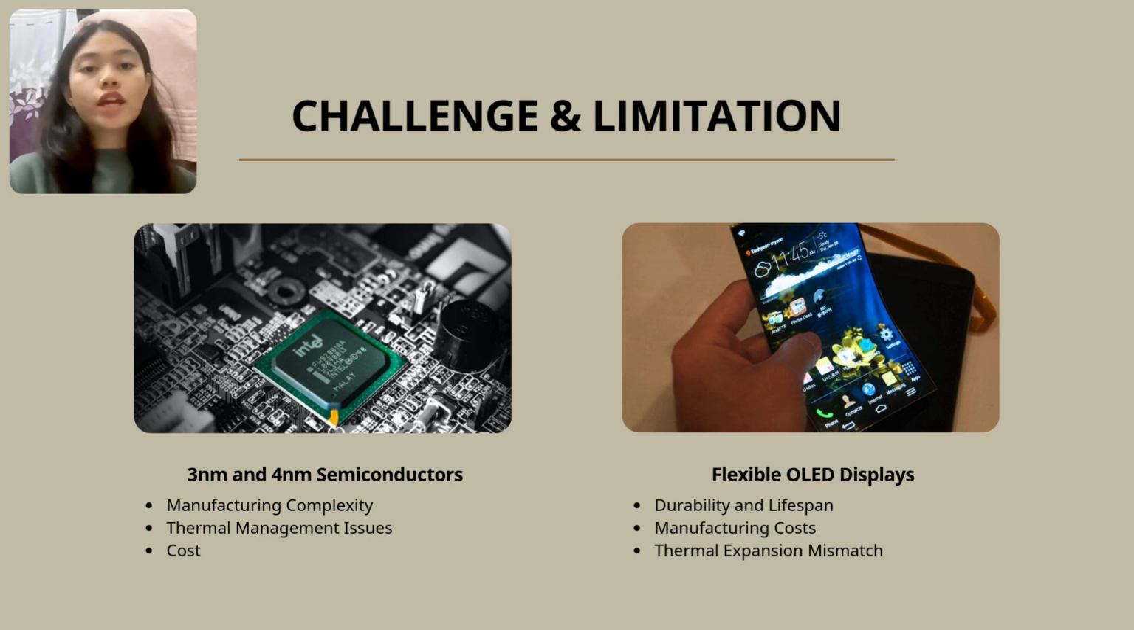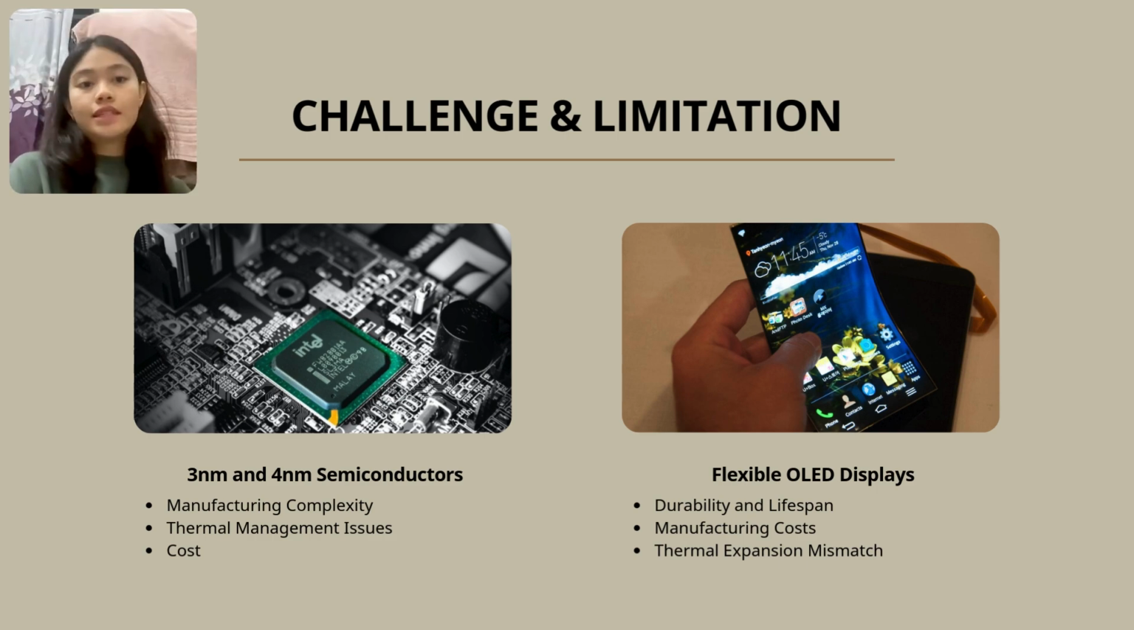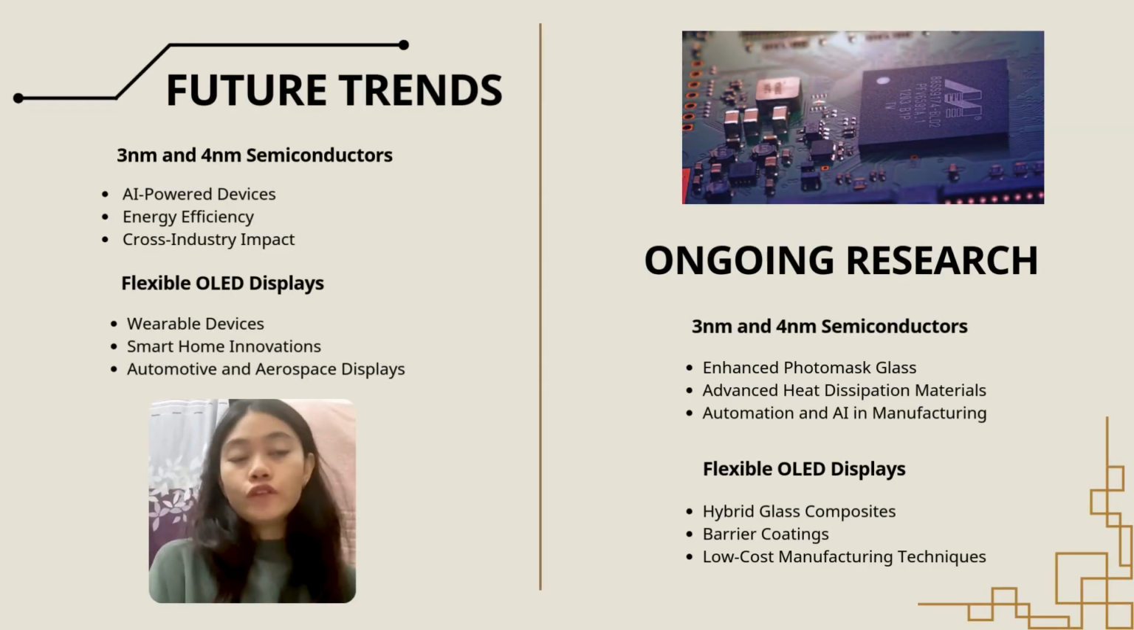Next is the challenges and limitations for flexible OLED displays. Flexible OLED screens are more prone to damage from bending and environmental factors like moisture and oxygen. Producing flexible OLED displays requires advanced materials like ultra-thin glass, which remains costly to manufacture. And also, integrating flexible glass with other materials in foldable devices can lead to structural instability due to differing thermal properties. Let's move on to future trends.